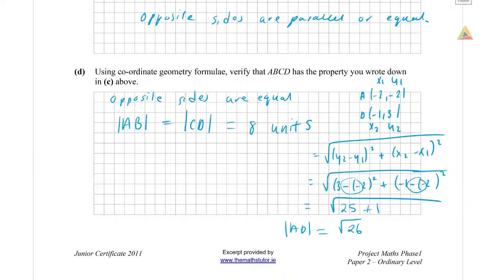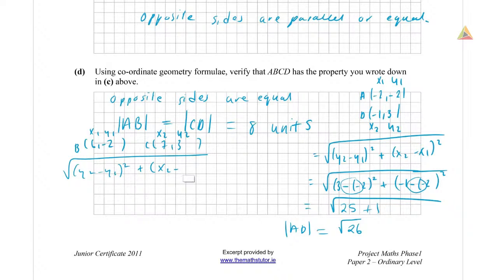So we also need to now figure out the distance from B to C. The point B is 6, minus 2, and the point C from the diagram is 7, 3. So we're going to fill these in: x1, y1, x2, y2. We're putting them into the formula again: the square root of y2 minus y1 squared plus x2 minus x1 squared.